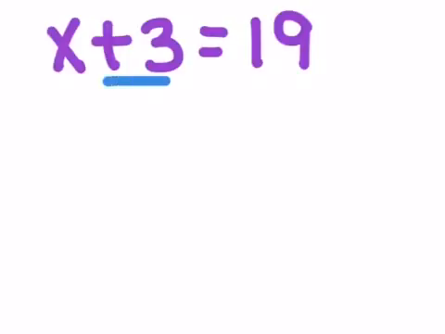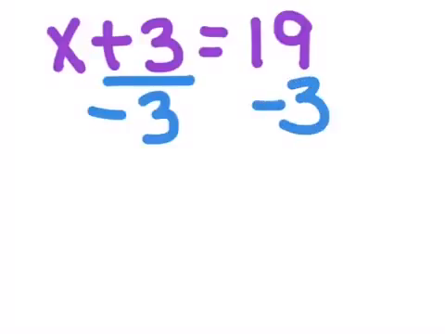Well, we want to get rid of what's being added to the variable or subtracted from the variable first. So that's your first step of attack each time. So right now I'm adding 3. How do I get rid of positive 3? Well, I would add to it negative 3. And because I'm doing that to the left-hand side of the equal sign, I also need to do that to the right-hand side of the equal sign.